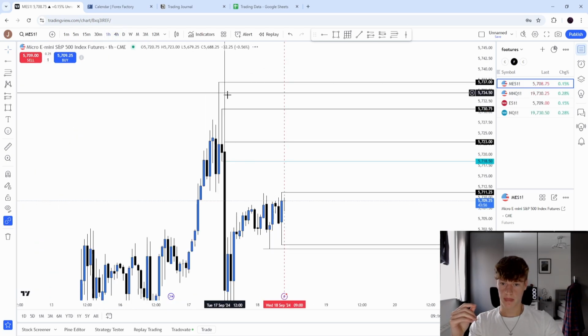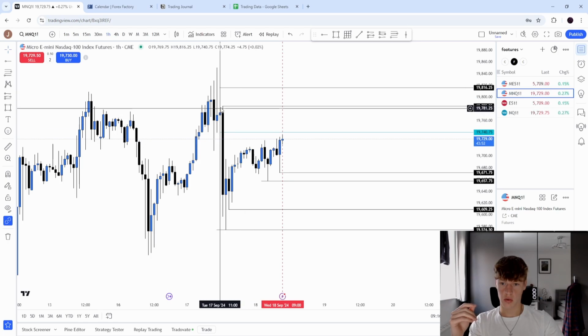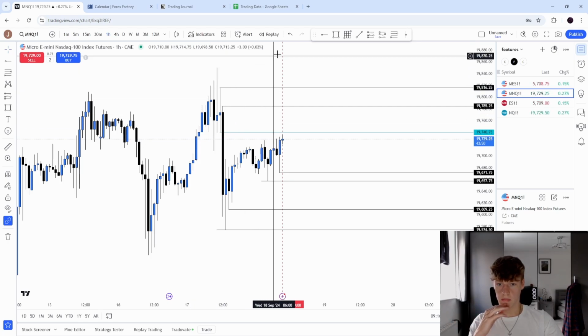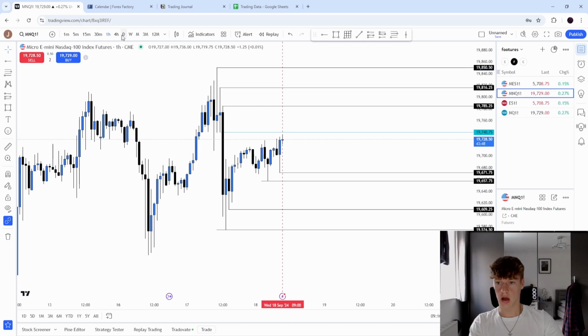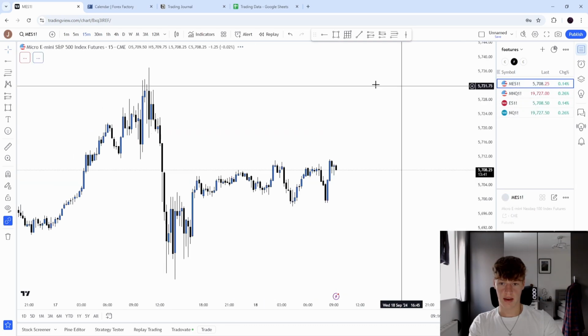And then we've also got on the higher side, these 1-hour highs here. Yeah, there's 1-hour highs on ES and on NQ. These 1-hour highs, they're not really 1-hour highs, but it is a high. Yep, and then we've got 15-minute highs too. There and 15-minute highs there.